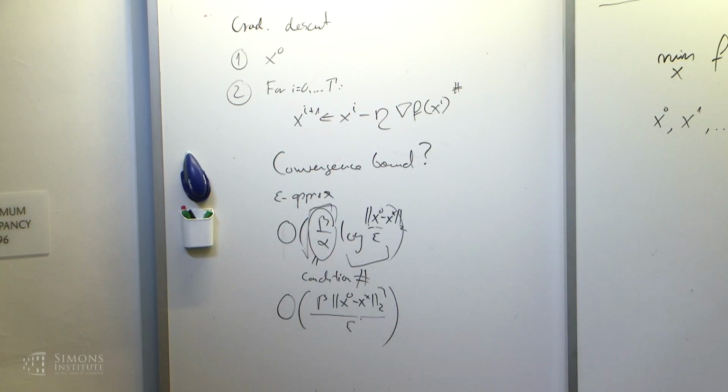Is there a square on the dot product? He's assuming square norms. Sorry, what am I assuming? The square. Why is there a square? There should be a square, right?